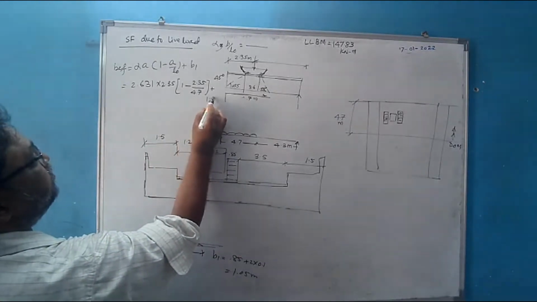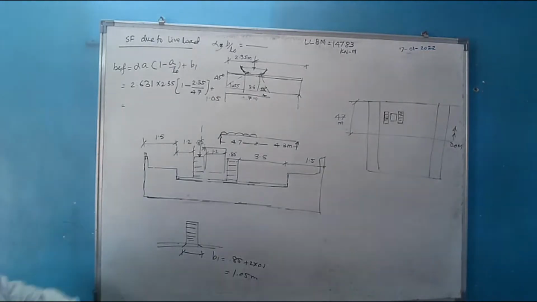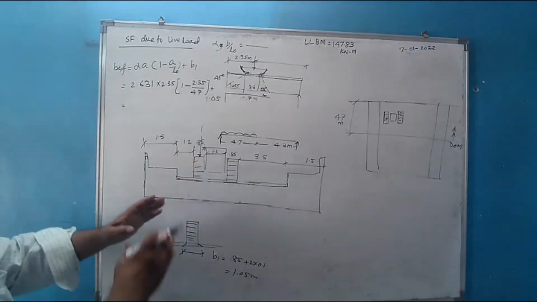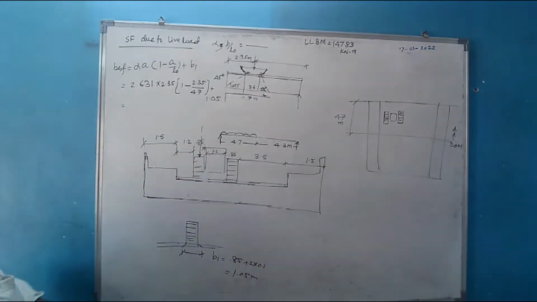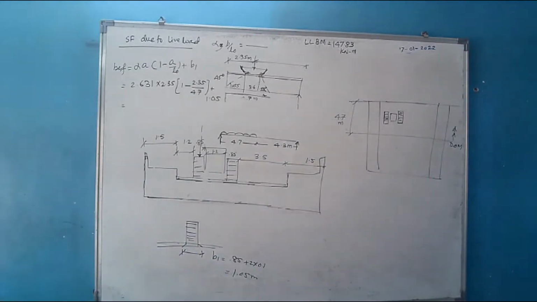Plus 1.05 meters. So what is the value of effective width on which the dispersion of this load will be? On how much width will this load disperse on both sides? That is the width on which the dispersion effect of the load will be. Come on, give me the answer.